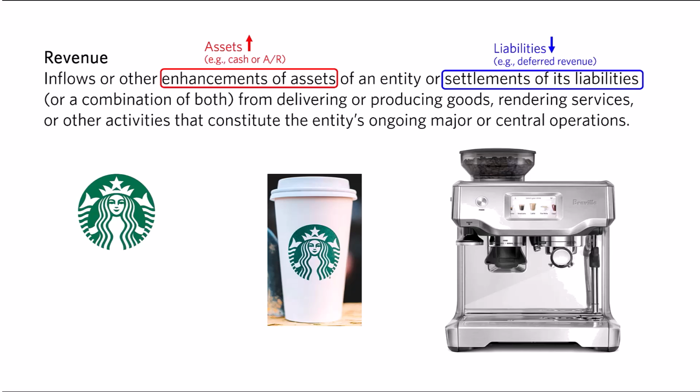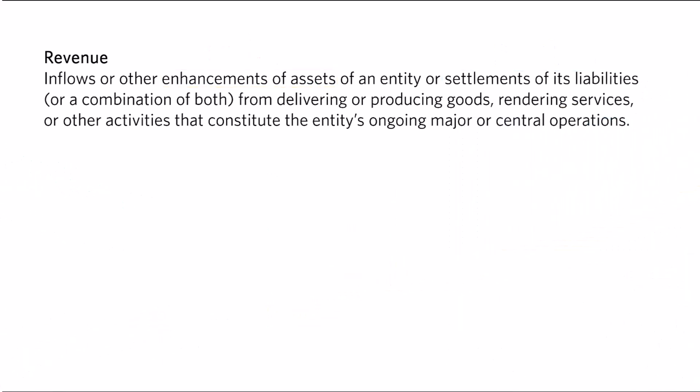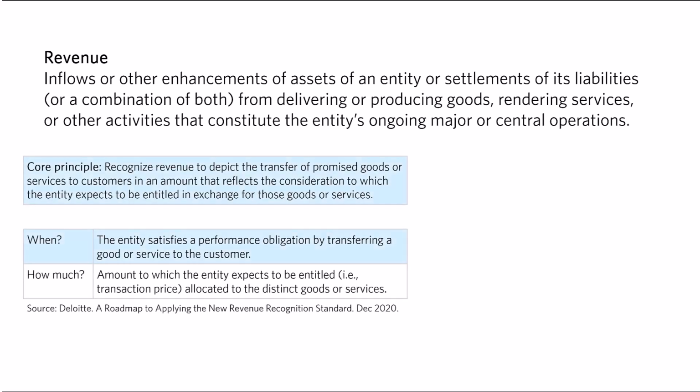income statement. When Breville sells an espresso machine, that is revenue, because Breville is an appliance maker whose main business is making and selling things like espresso machines. When Breville sells coffee in its employee cafeteria, that is not revenue, but instead offsets their cost of running the cafeteria. The basic idea is that a company recognizes revenue when it's earned, and the amount of revenue is what the company expects to be paid.